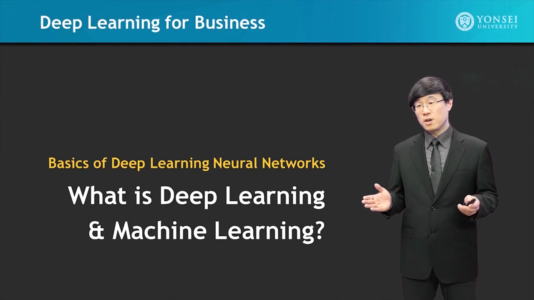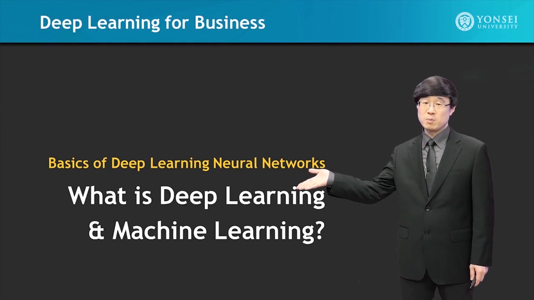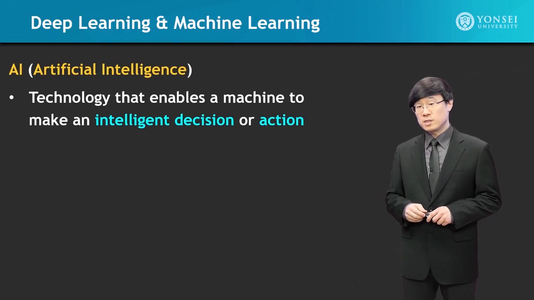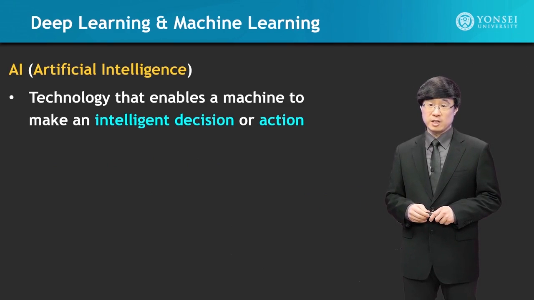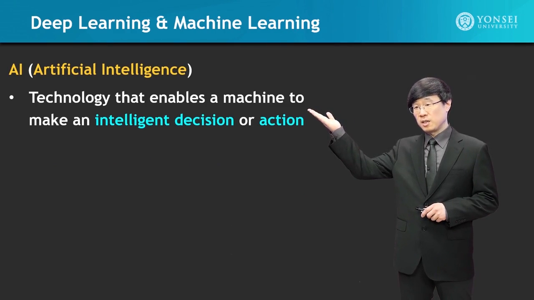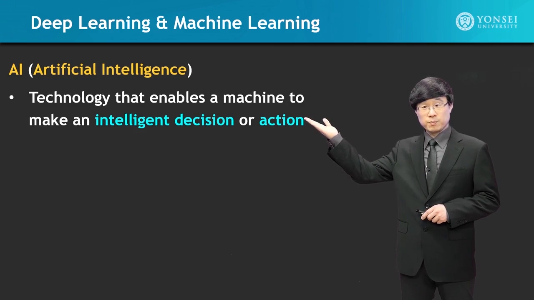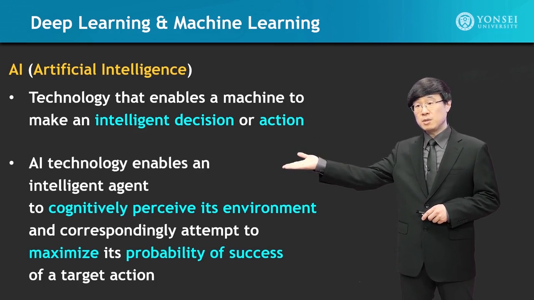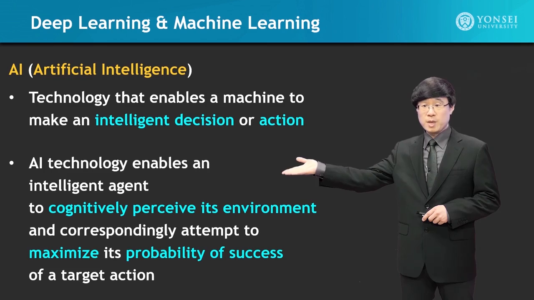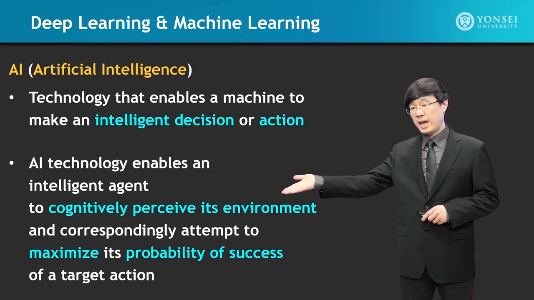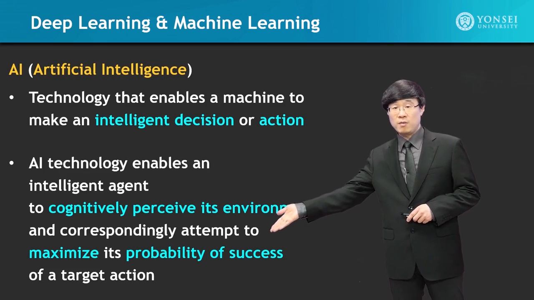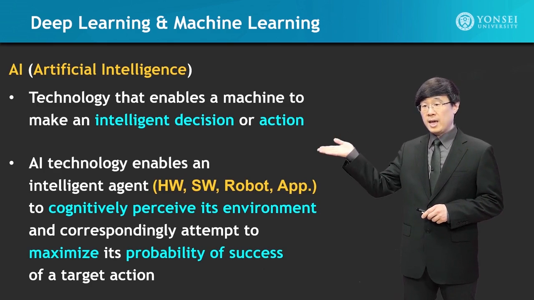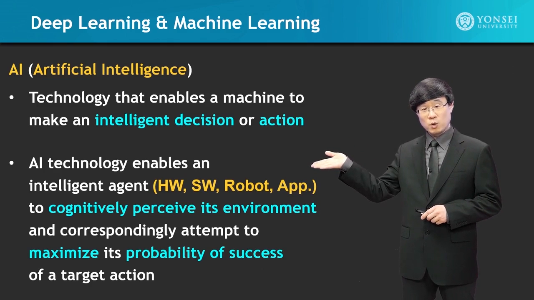This lecture focuses on the question, what is deep learning and what is machine learning? First, we'll start with the definition of artificial intelligence. Artificial intelligence is a technology that enables a machine to make an intelligent decision or action. AI technology enables an intelligent agent to cognitively perceive its environment and correspondingly attempt to maximize its probability of success of a target action. An intelligent agent would correspond to a hardware module, software, a robot, or an application.